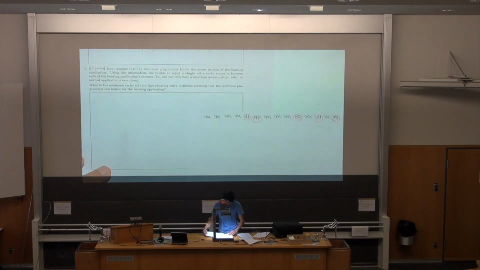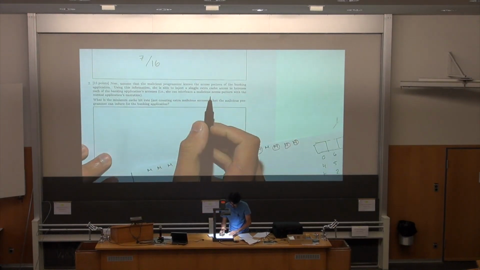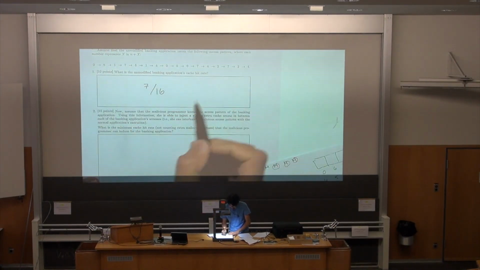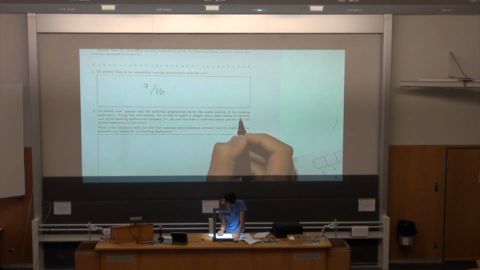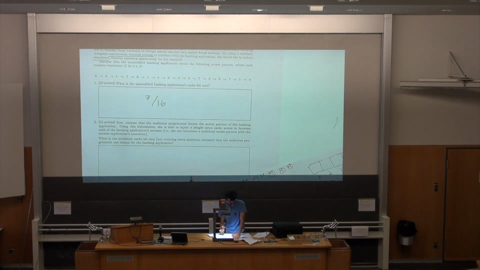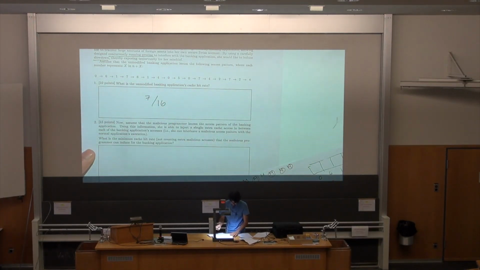The second part of the problem says to assume that the malicious programmer knows the access pattern given here, and using this information, she's able to inject a single extra cache access in between each of the banking application's accesses. This is the same as saying she can interleave a malicious access pattern with the normal application's access pattern. Now we want to figure out the minimum possible cache hit rate, not counting the extra malicious accesses, that the malicious programmer can induce for this banking application.